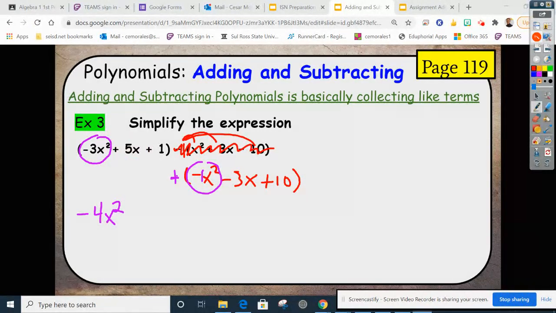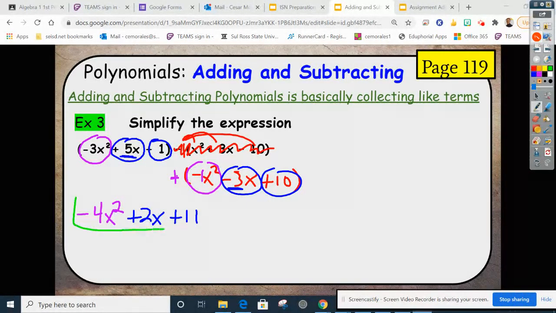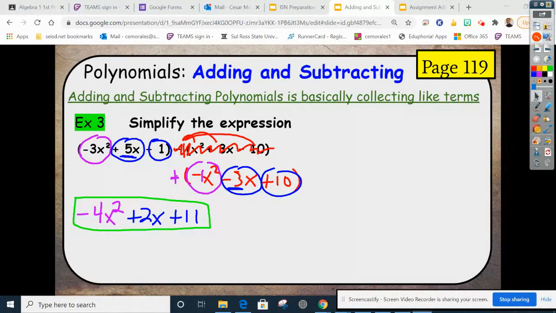You have, see, let me change the color. You have a 5 minus 3. 5 minus 3, it's a positive 2x. And then you have the constant, which is the 1 plus 10. It's a simple addition. 1 plus 10, it's an 11. And I think we're done because all of those on the bottom are different terms, they cannot be combined.